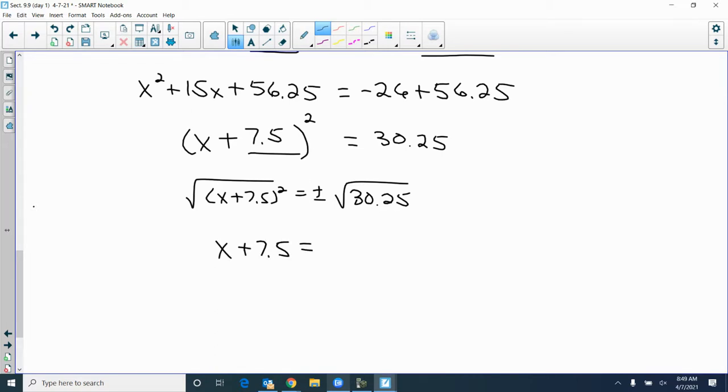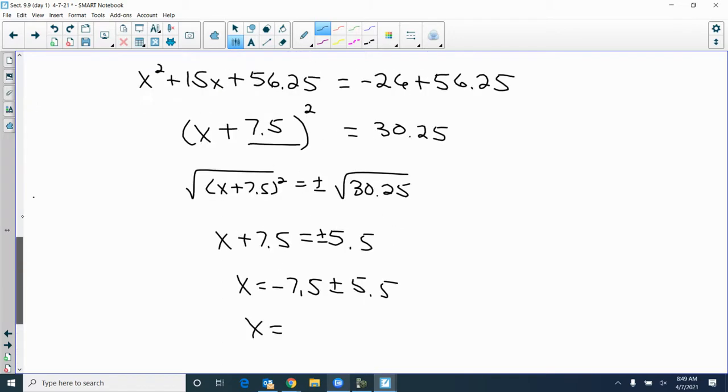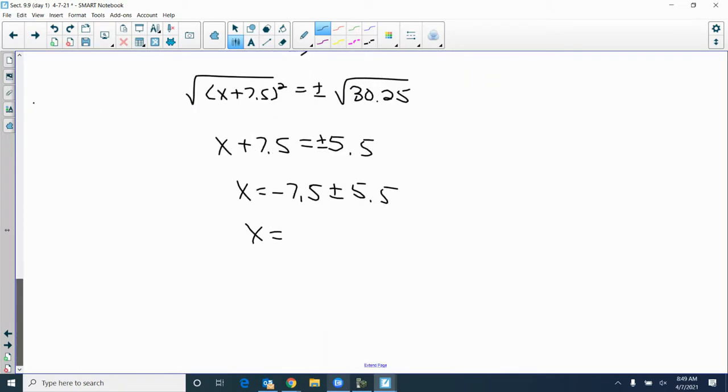Now, what is the square root of 30.25? It comes out to a decent number. Well, I'm not sure. 6.25? I was totally wrong. 5.5, plus or minus. And so this actually works out okay when I subtract negative 7.5. You end up with, what are the final answers? Negative 2 and what? Negative 13. Okay.